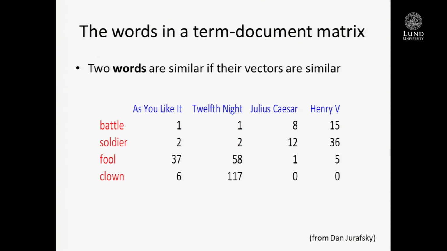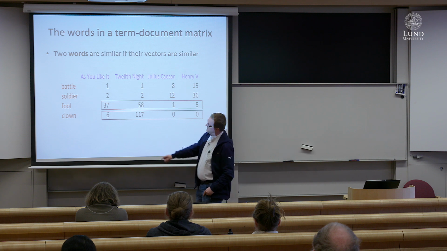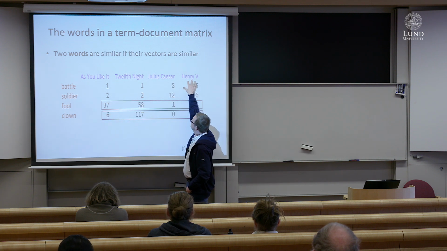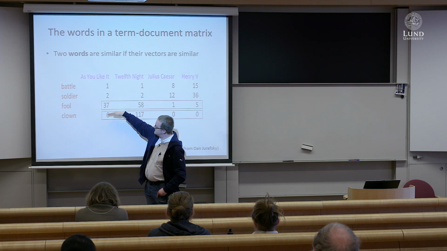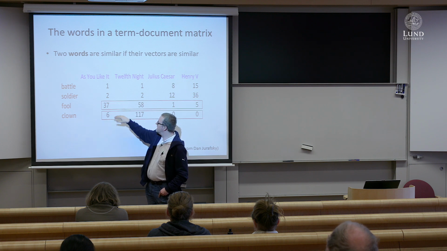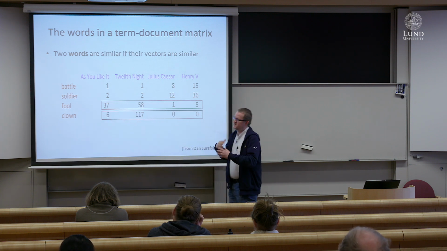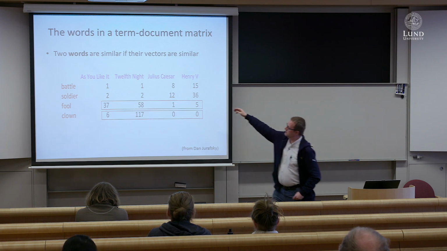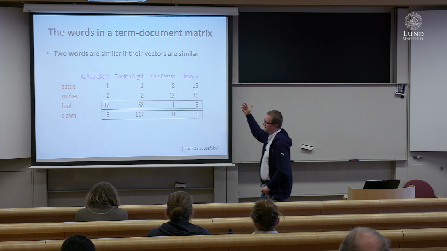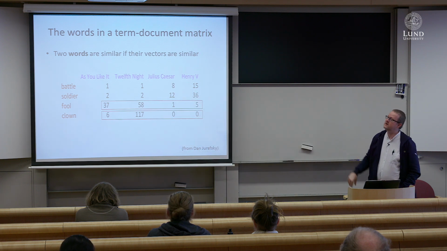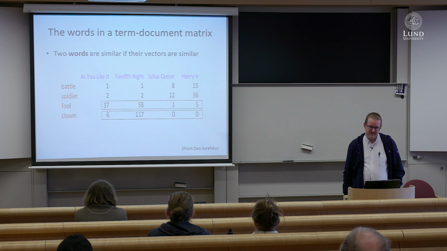And the same goes for the words. The words also have vectors, so to say. So in this sense, we can both determine that these 2 plays are more similar to each other, but we can also detect that these 2 words are related because they have similar vectors. And also battle and soldier, of course, you could relate that these 2 words would be more similar to each other than the other 2 because they have similar vectors. So that's the basis of this kind of work, the term document matrix.